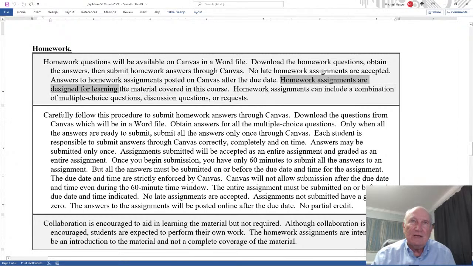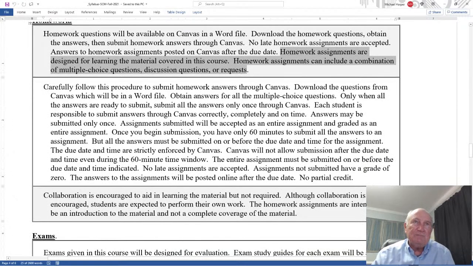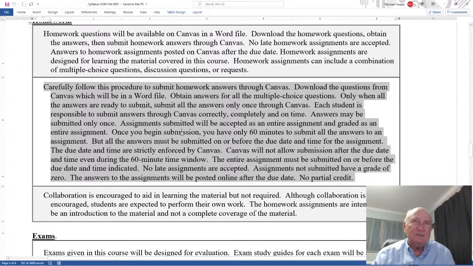Homework assignments are designed for learning the material covered in the course. Homework assignments can include a combination of multiple choice questions, discussion questions, or requests. Now this paragraph right here is important because this shows the procedure to go through and how to submit your homework. Download the questions. Obtain your answers. Only when all the answers are ready, submit all the answers only once through Canvas.